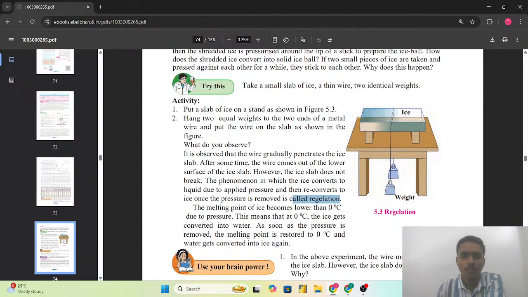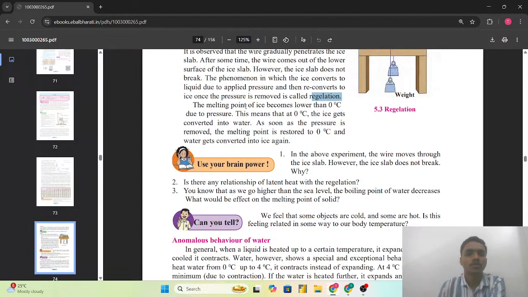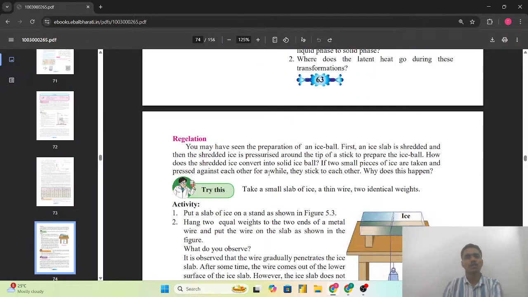So this is the property: the phenomenon in which ice converts to liquid due to the applied pressure and then reconverts to ice once the pressure is removed is called regelation. So the melting point of ice becomes lower than 0 degrees Celsius due to the pressure. This means that at the 0 degree Celsius, ice gets converted into water. As soon as the pressure is removed, the melting point is restored to 0 degrees Celsius and water gets converted into ice again. So this experiment demonstrates the regelation principle.